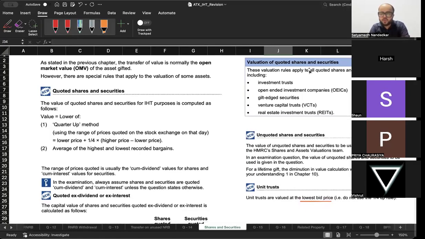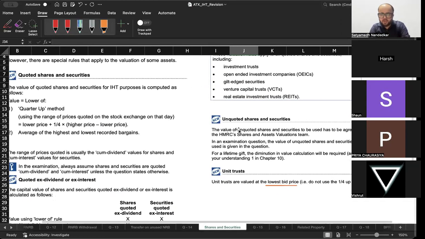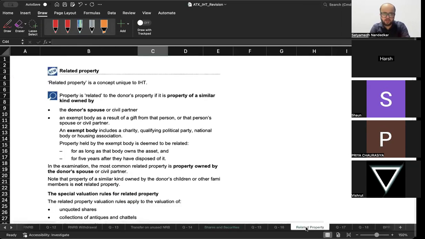These valuation rules apply to all quoted shares and securities, including investment trust, open-ended investment companies, gilt-edged securities, VCTs and REITs. REITs हमने property income में देखा था. For unquoted shares and securities, it has to be agreed with HMRC's valuation team. Unit trusts are valued at the lowest bid price. Don't use the quarter up method.